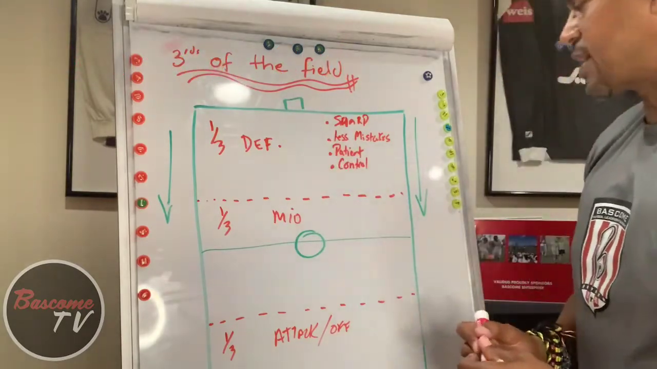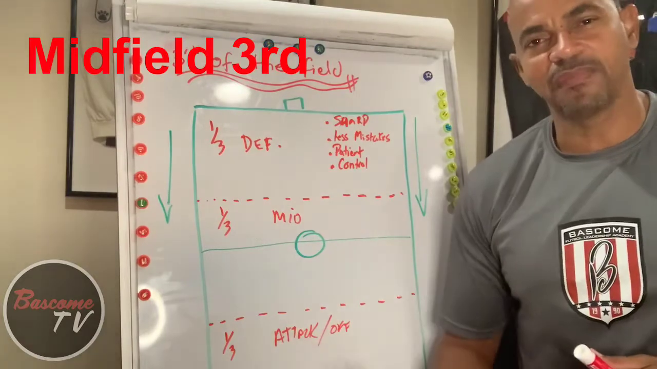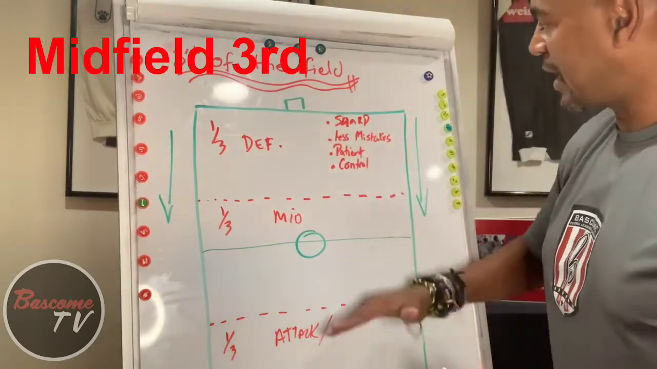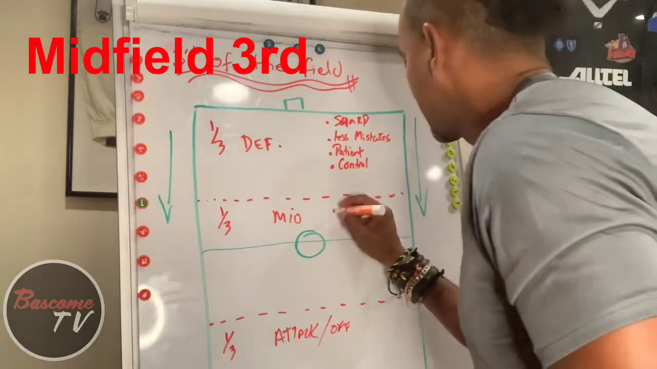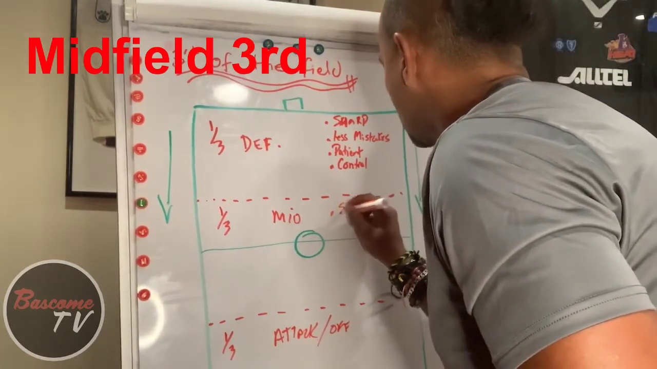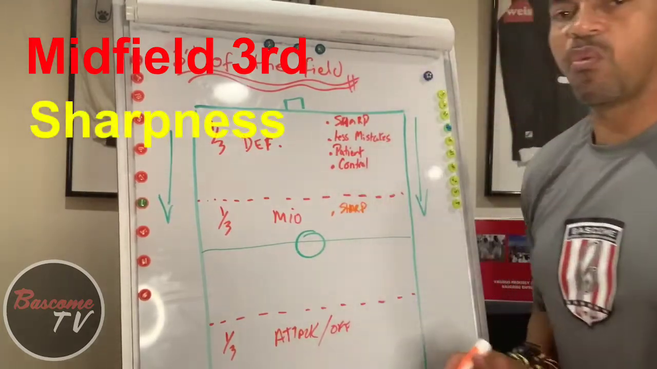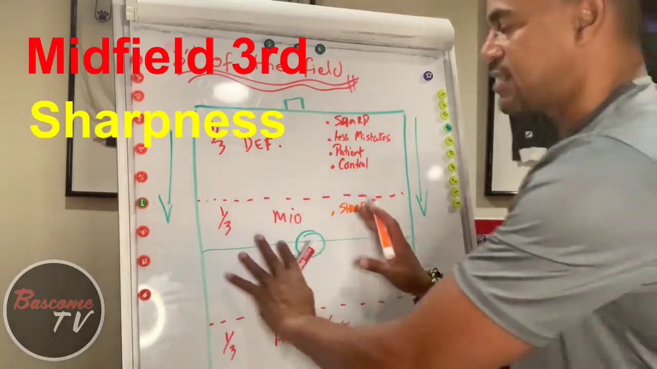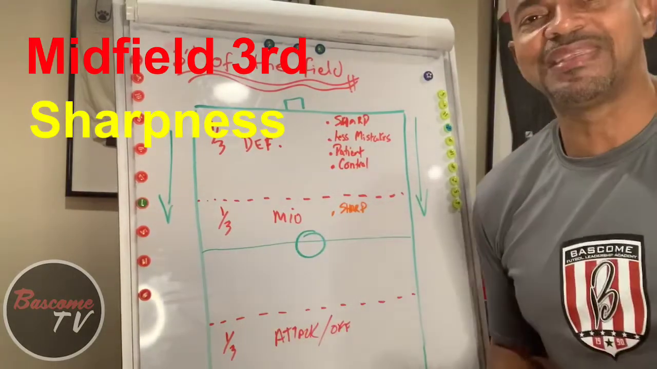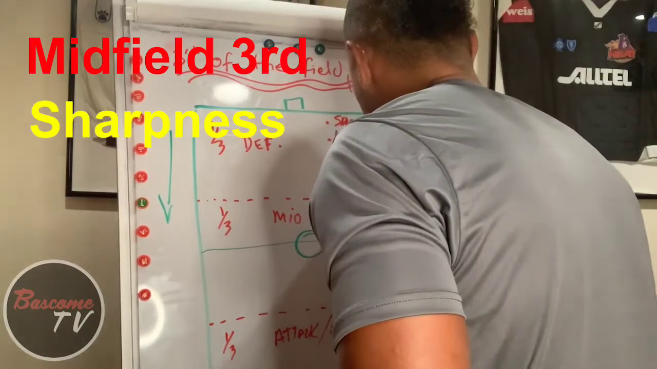What about this next third? What about this midfield third? What about the pace of the game? Okay, the pace of the game is also going to be sharp, right? That's right, pace of the game is also going to be sharp. We have to be sharp in this area. We don't want to move the ball too slow. We don't want to be slow because this area is called the transition area, okay? This is where we start to transition.